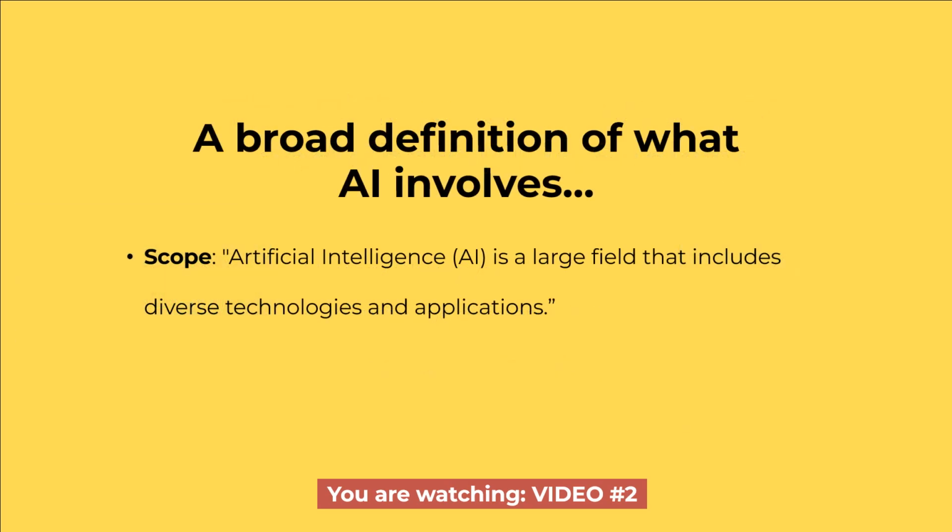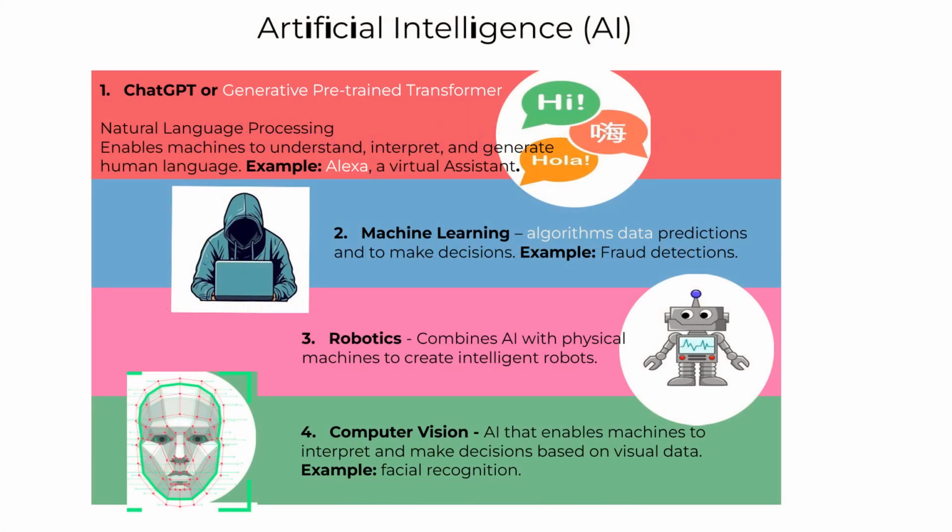Remember in video 1, I mentioned that AI is a broad term. That broad term involves a large field that includes diverse technologies and applications. Those technologies and software applications within AI include, but are not limited to, these four components. Number 1, ChatGPT, where the letters GPT stand for generative, pre-trained, transformer.